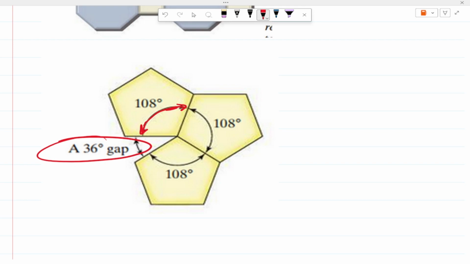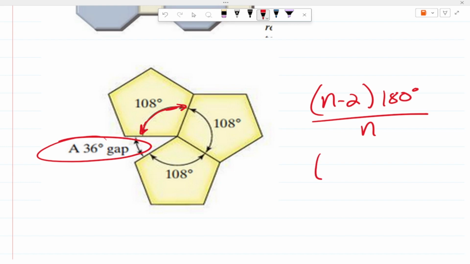All right. And how do we find this? Well, an easy way would just be to use the formula that we have and divide it by the total number of sides of the shape that you're looking at. So in this example, it would be 5 minus 2 times 180 divided by 5, which turns out to be 108 degrees. And 108 degrees will not work with 360. You will end up with, like I said, that 36-degree gap.